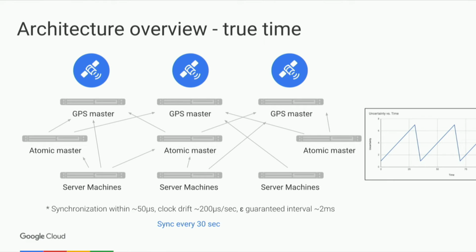But clock drift on each individual machine can still occur, and even with a sync every 30 seconds, the difference between the server's clock and the reference clock can be as much as 2 milliseconds. This drift will look like the sawtooth graph on the right, with uncertainty increasing until corrected by a clock sync. 2 milliseconds in computing terms is quite a long duration, so TrueTime actually includes this uncertainty as part of its time signal.